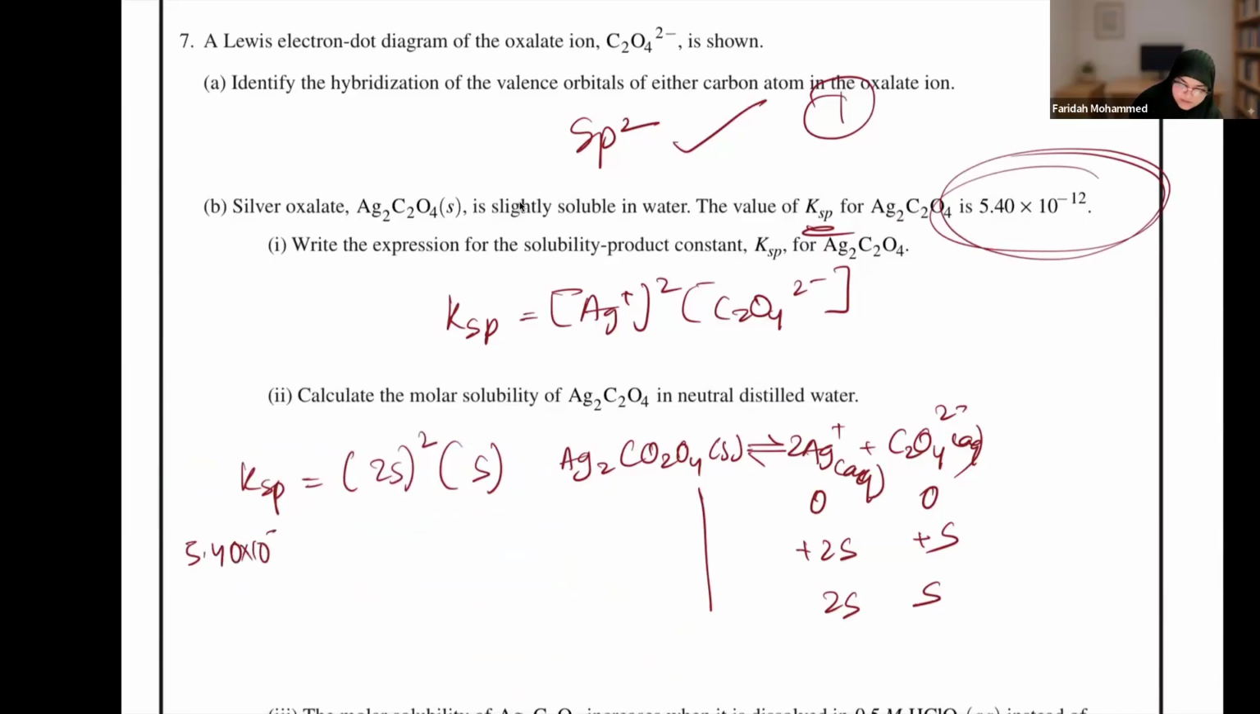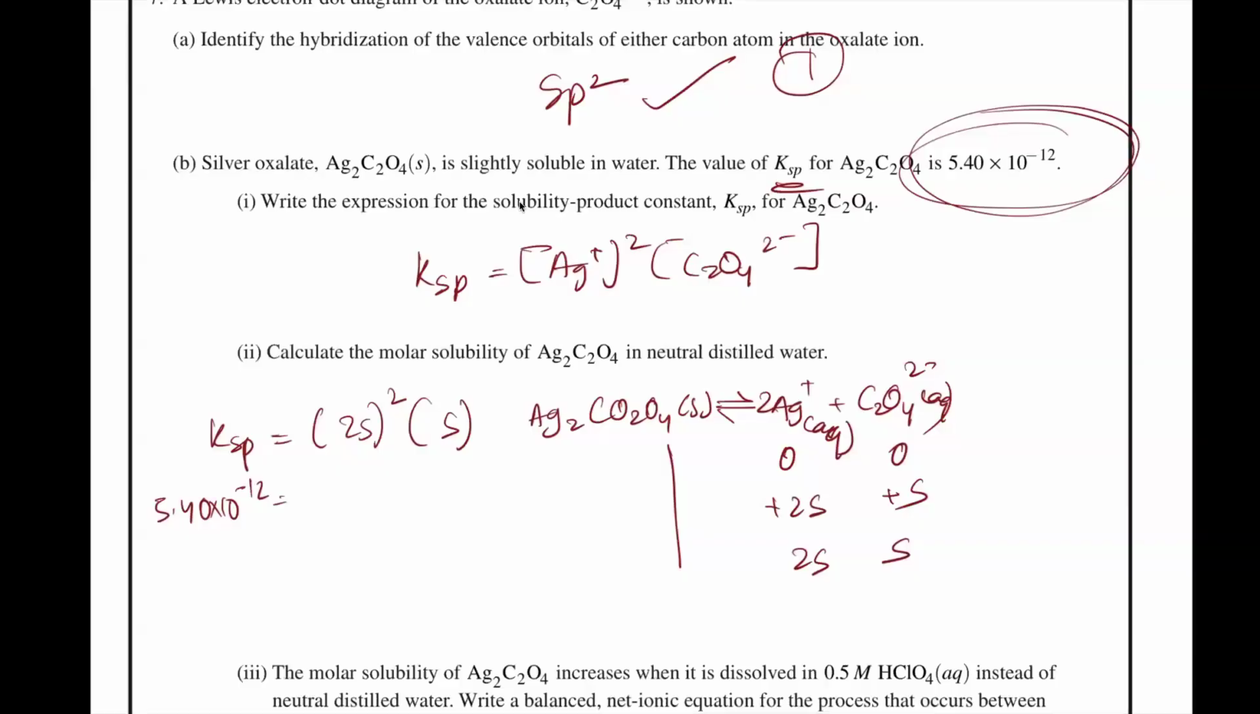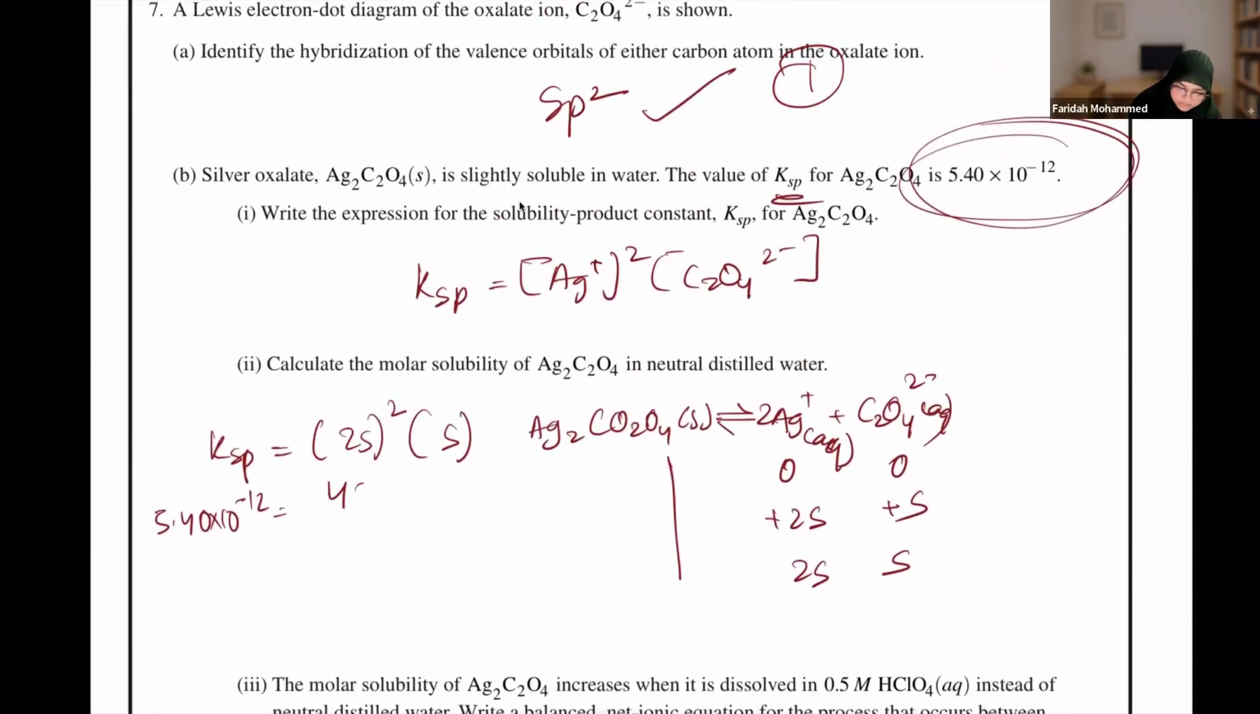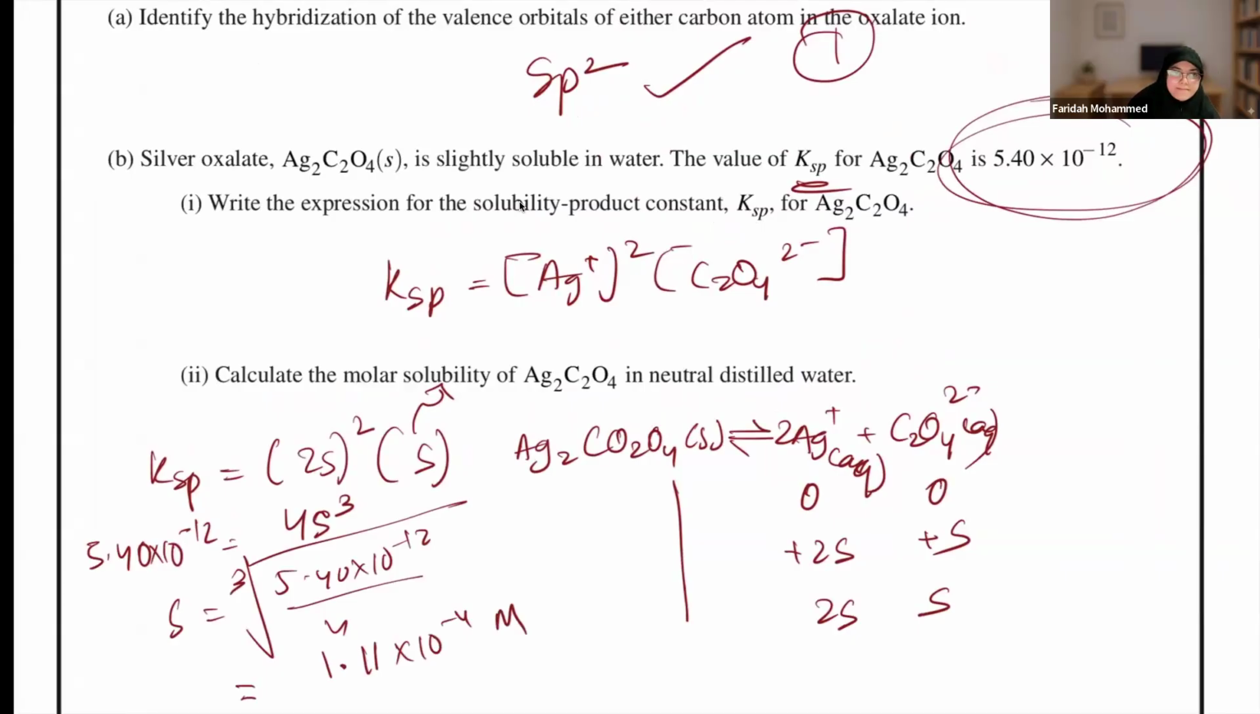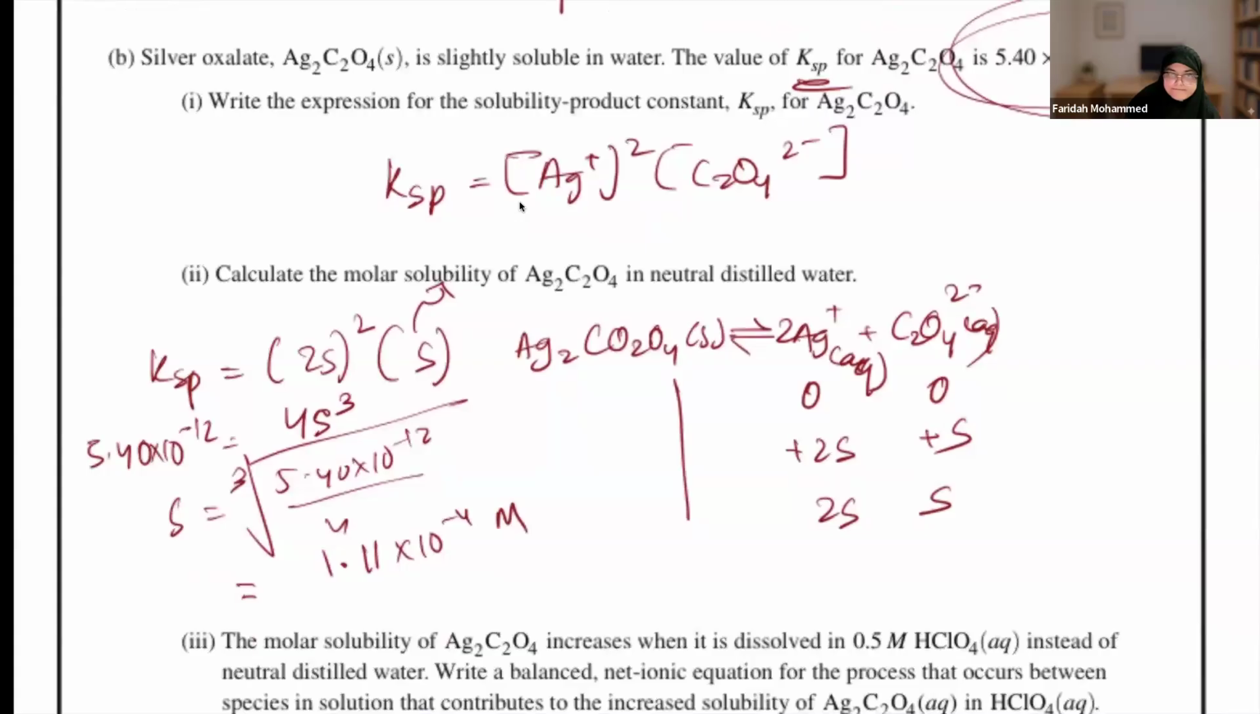5.4 times 10 negative. Yes, Ayana? Does it matter if we use S or X? No, it does not. It's better, but make sure at the end you say it's S, solubility. Then you do S equals 5.40 times 10 negative 12 divided by 4, and then the cube root. That gives you 1.11 times 10 negative 4 molarity. Make sense?